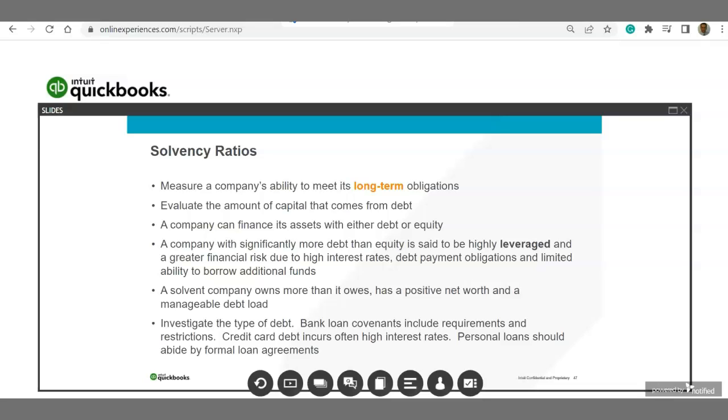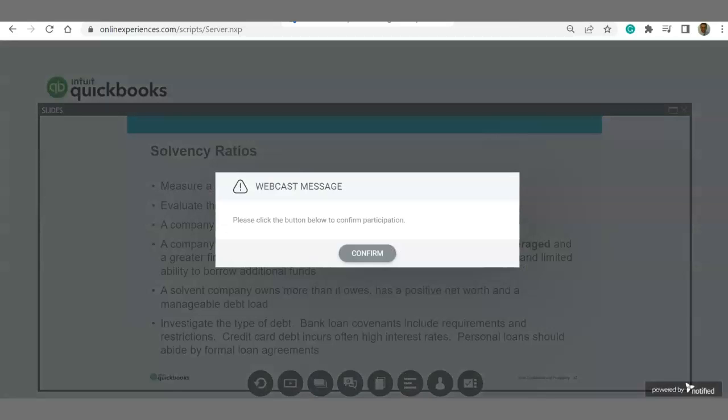And bank loans will have covenants, and they will have requirements and restrictions. For example, requirements to pay taxes, maintain certain financial ratios, maintain positive cash flow, maintain insurance coverage. So this is the type of information that you, the advisor, should be aware of to help ensure that the business is complying with these covenants and requirements so that the bank won't call a loan due immediately or something like that.